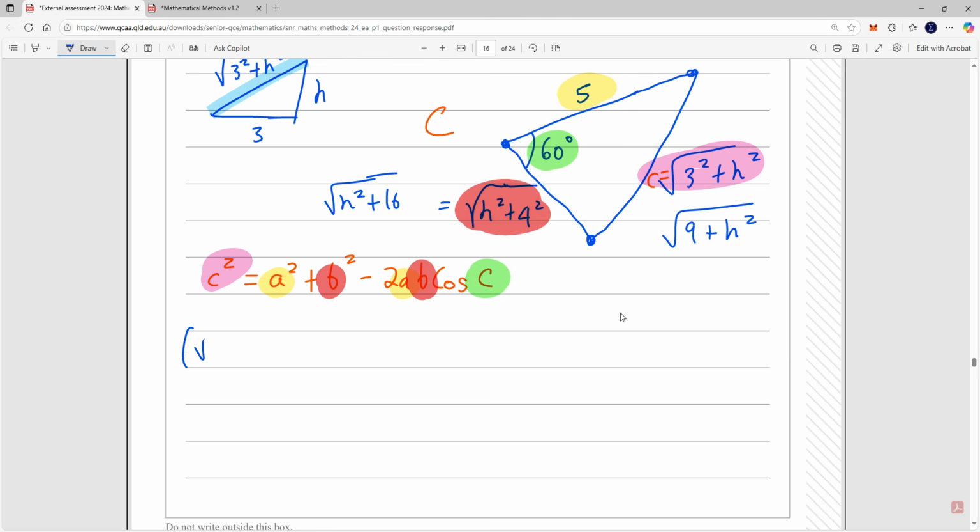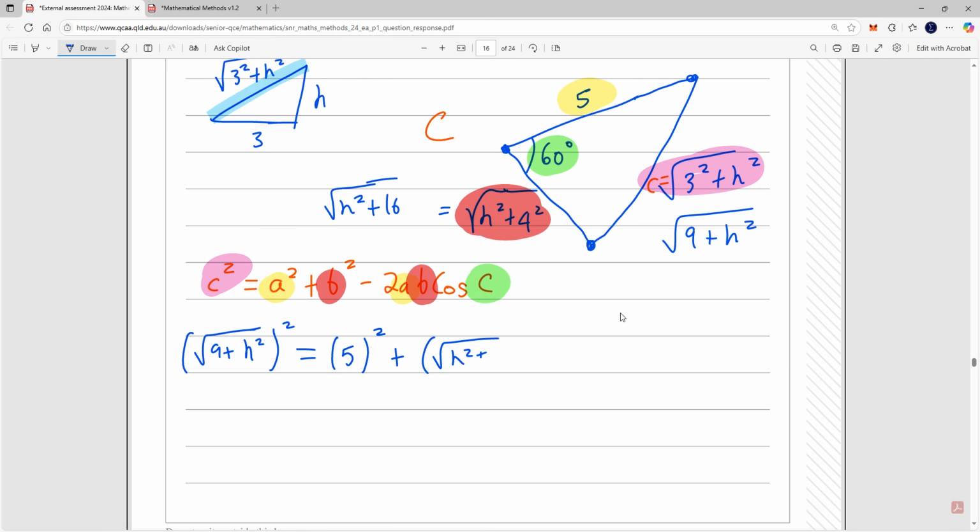So here it's going to be the square root of 9 plus h squared, all of that getting squared. The a I've said is 5 in this case, so 5 squared, plus this guy here getting all squared, so square root of h squared plus 16 all squared, minus 2 times 5 times square root of h squared plus 16 cos of 60.